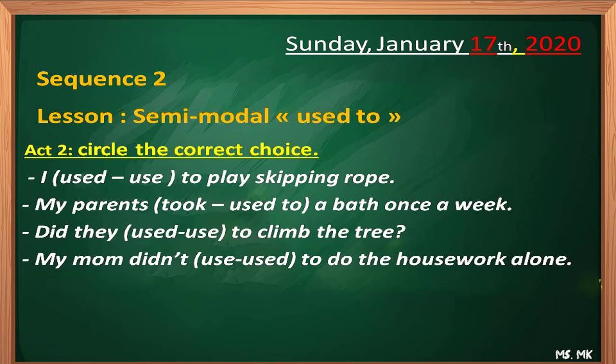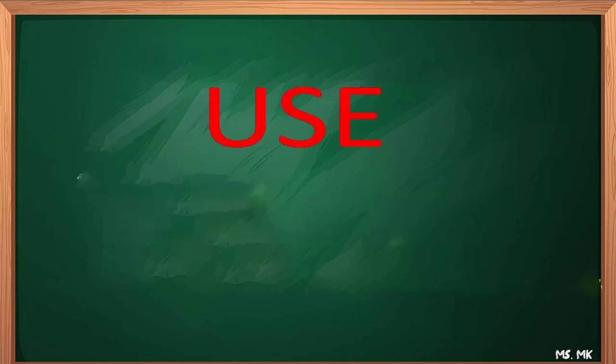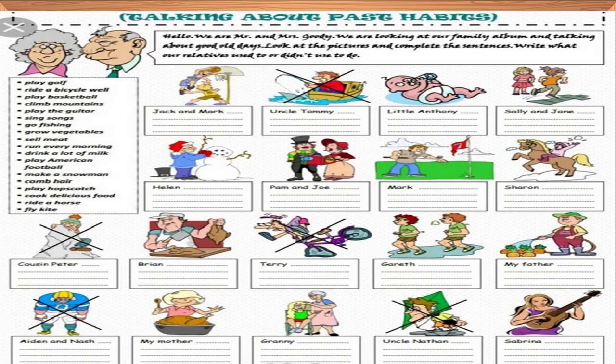Here I asked my pupils to match the questions to their answers, so here they have to understand. And in the last activity, I asked my pupils to rely on the pictures to complete these past habits, so they're going to be more independent compared to the other activities. They have the pictures and they have the verbs, and they're going to write sentences using the semi-modal used to.